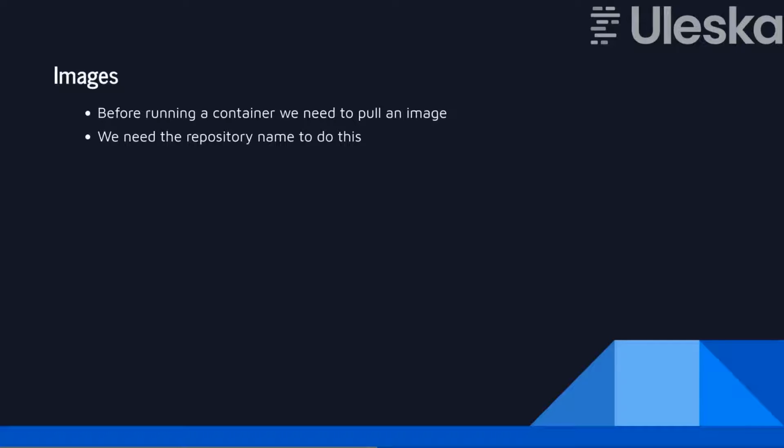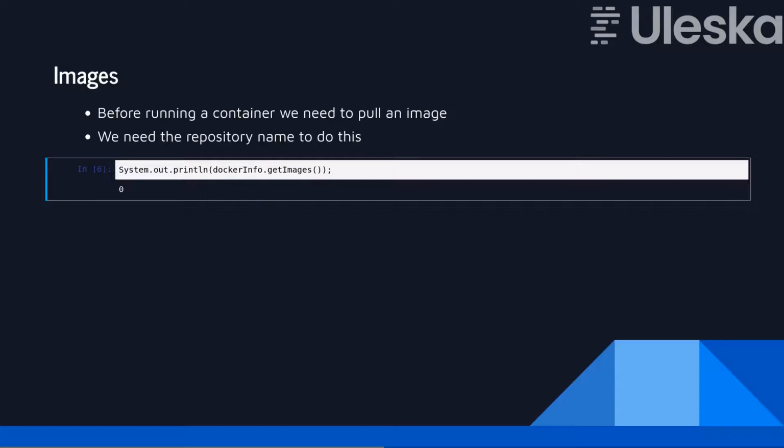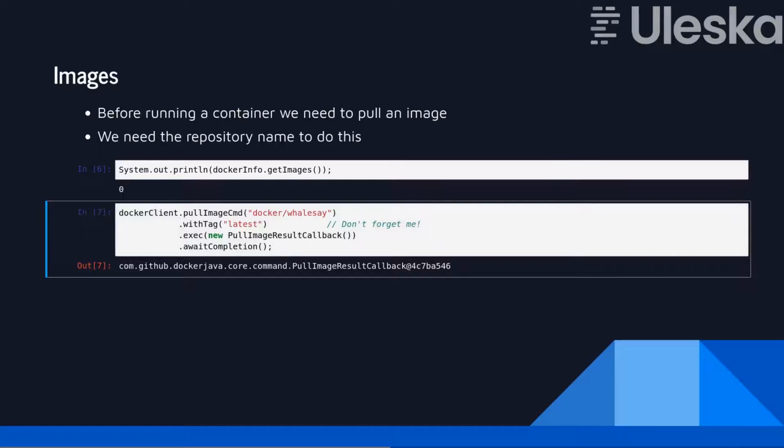So images. Before running a container, we need to pull an image. An image is just kind of a static container. Really it's a container saved and stopped at a certain point in time. So that should have all of the services that you wish to run. And in order to pull one down, we just need to give the image name.